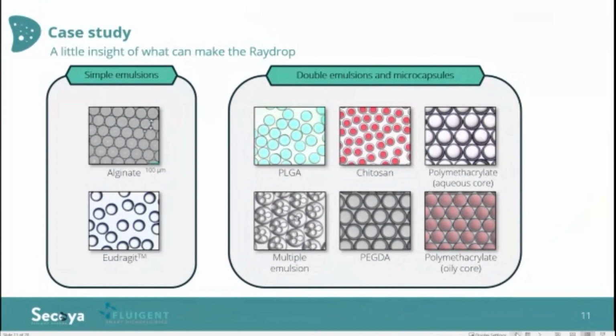And in double emulsion, what we can do is to produce microcapsules. And by microcapsule, I mean a solid shell, for example, with chitosan shell or other shells. And inside this solid shell, you have your API, your drug, in solution or in suspension in aqueous or organic phase. So yes, with our system, we can encapsulate API in microparticles using simple emulsion. So your API is in solid beads, or in double emulsion, your API is in solid microcapsule.